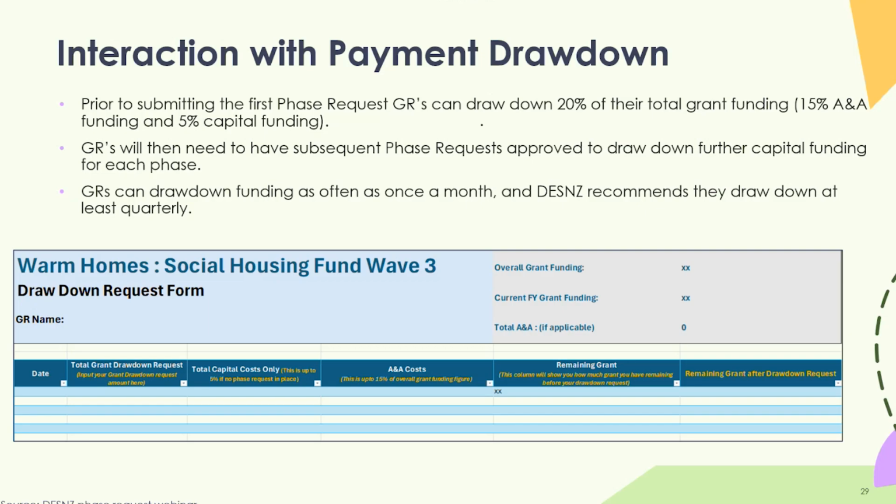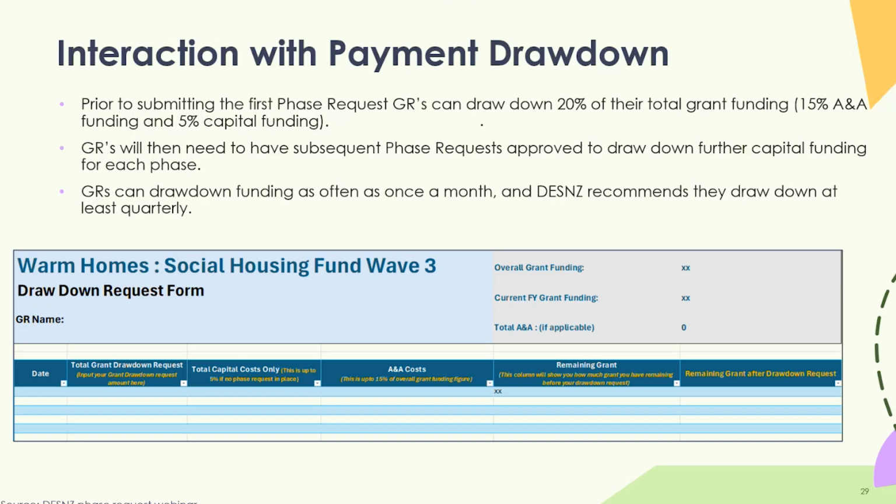And so last but not least is interaction with payment drawdown. The phase request process and the payment drawdowns are separate within the grant recipient portal. All that the phase request process does is unlock the ability to draw down the amount of money you want to draw down in that phase. Once you've done that, when you're ready to draw down, you would do a payment drawdown submission with the grant recipient portal.